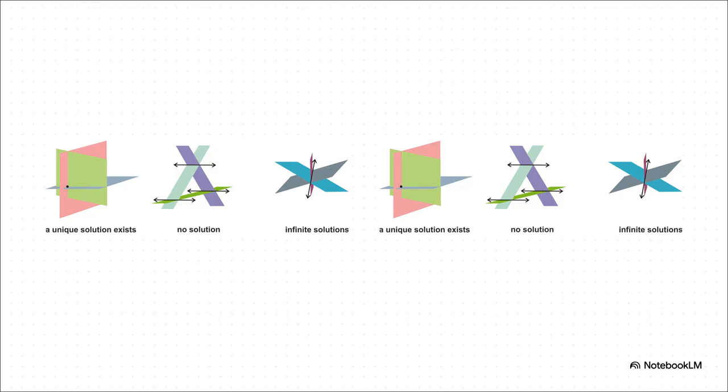And this slide gives us a great visual for what's actually going on. No solution means those lines or planes are parallel. They run side by side forever but never touch. Infinite solutions means they're literally the same line, or in 3D, that they intersect along a whole line, sharing an infinite number of points.